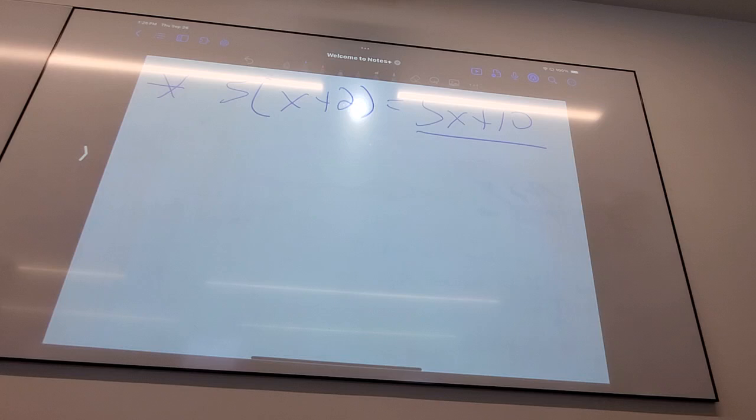Does this work for division? Hell no. Not this way. In fact, let's do a very direct problem. What is 10 divided by 4 plus 6? What is that?